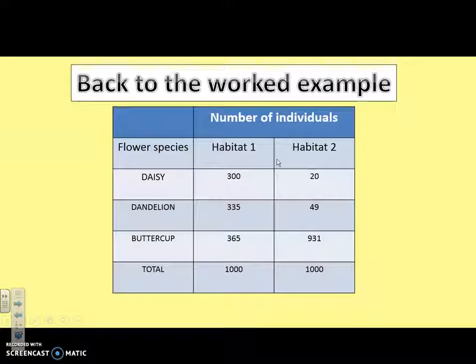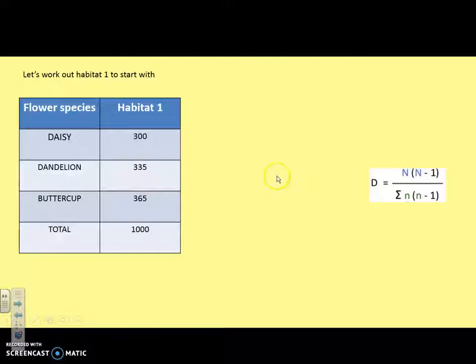Back to the worked example. You've got to do them one habitat at a time. So we're going to take habitat 1, calculate our Simpson's diversity index for that. Then we're going to do habitat 2. Here we go. Got the equation over there. Just have a look at how I'm going to work it out. First thing I'm going to do is work out little n times little n-1 for each of the 3 species. That's 300 times 299, 335 times 334 and 365 times 364, and those are the answers there. You can check my working on your calculators if you like.